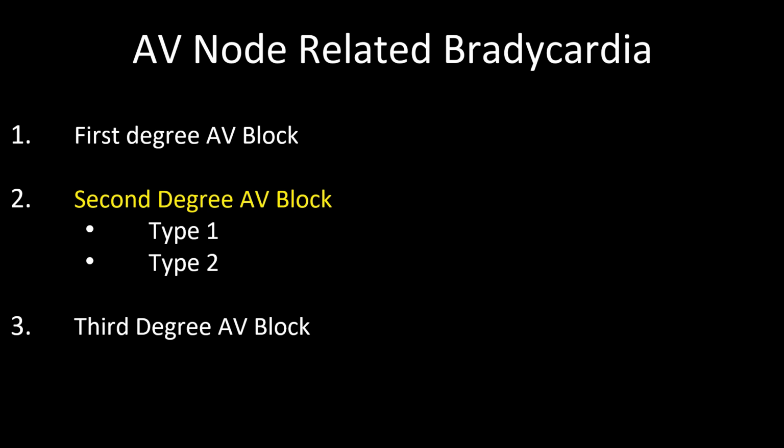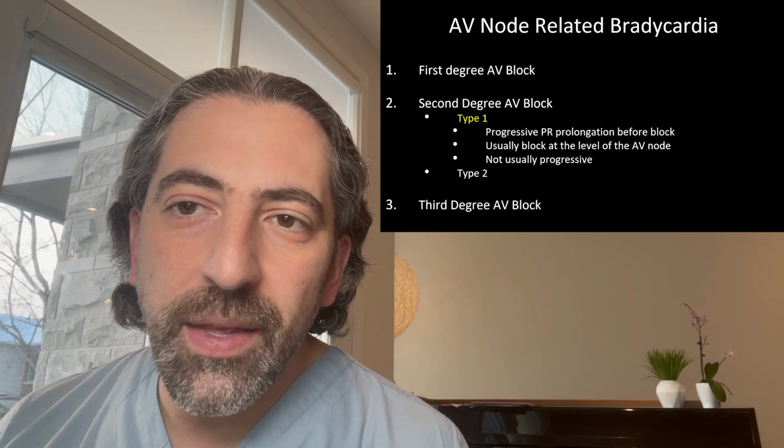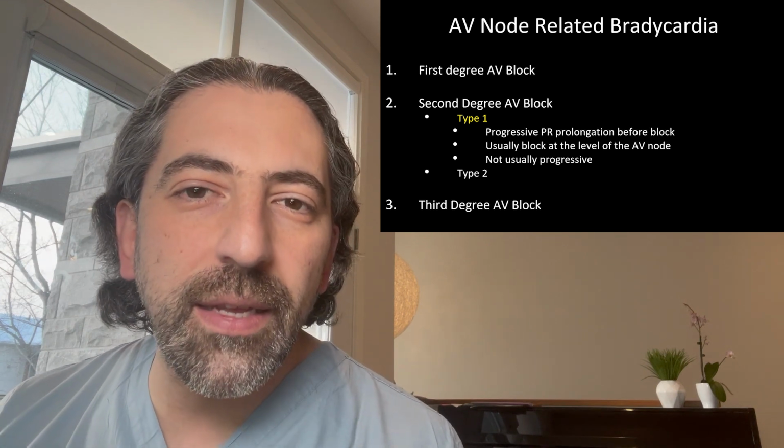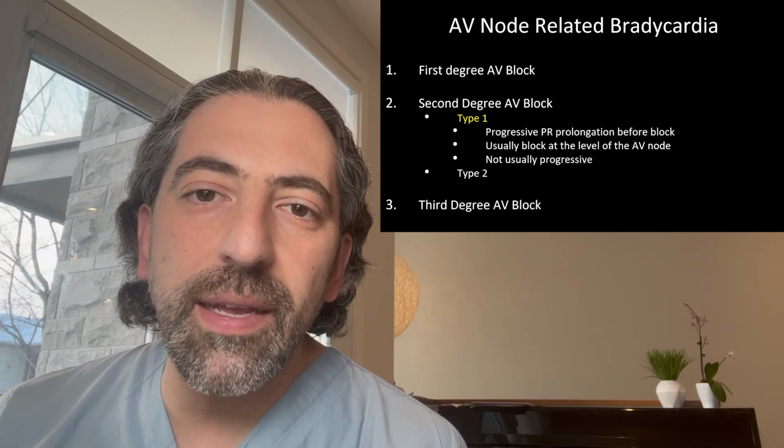Now, second degree AV block is split into type 1 and type 2. Type 1 is progressive PR prolongation before the block, so the PR interval prolongs and prolongs and prolongs until there's a block. Usually, type 1 second degree AV block is at the level of the AV node. And the reason it's important to recognize it is because it's not usually progressive. It carries a benign prognosis and does not usually need to be treated. Another name for type 1 second-degree AV block is AV Wenckebach, named after Dr. Wenckebach, who originally described this phenomenon.